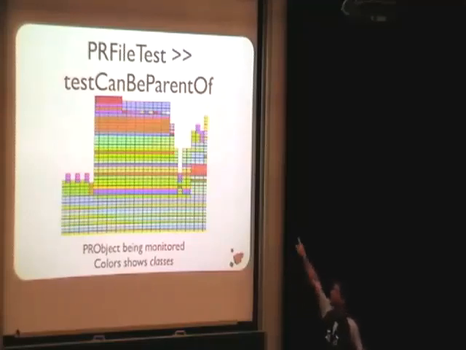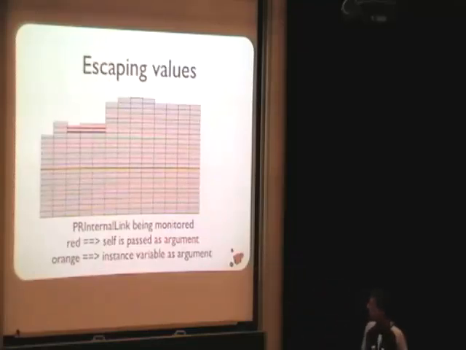So I mean that when this test is executed, I can see all the different classes that are involved within this test. Then I can do such by using a new color map, I can see what are the values that I escaped.